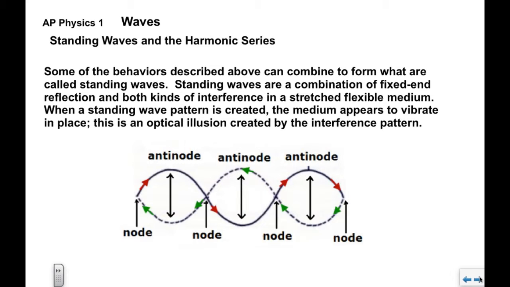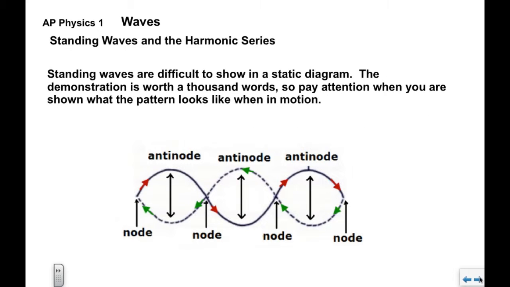So this is sort of what standing waves look like. We have what are called nodes or nodal points, and these are places where the medium doesn't move very much. In between, we have what are called antinodes. The antinodes are locations of maximum displacement. So this is kind of hard to show in a static diagram. The demonstration is much better than a static image. I'll also show you a simulation at the end of the presentation here, so that you can see it.